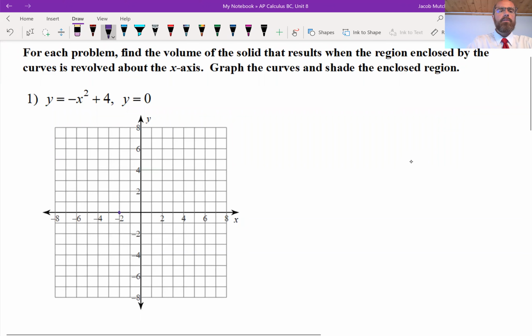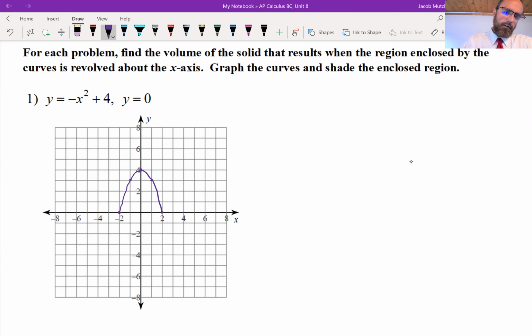Negative 2 squared is 4. Negative 4 plus 4 is 0. Then I also have a point up above here at 0, 4. If I plug 0 in the equation, 0 squared is 0. Negative 0 plus 4 is 4. And then it's a very symmetric graph, so it's also got a point here at 2, 0. And just kind of using the quadratic pattern, I can sketch this curve.